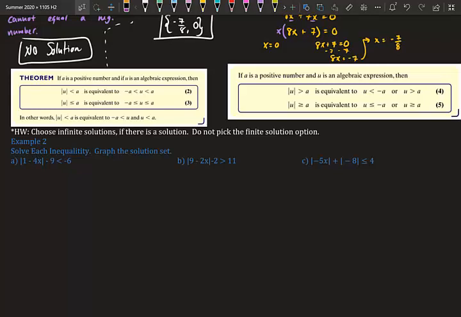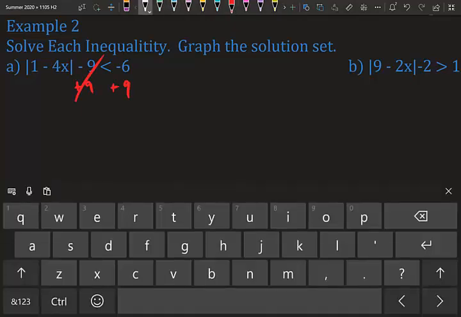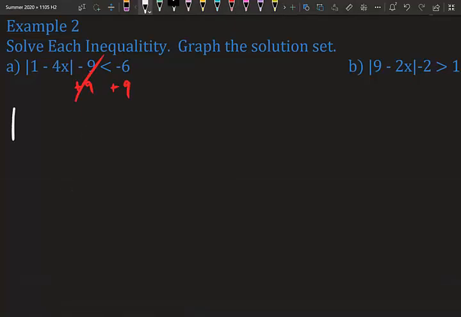Okay, so just pretend that there's no inequality sign. Pretend it's an equal sign. So let's do what we did with an equal sign. So let's solve this, and we are going to graph the solution set. So the first thing we did when we had absolute value, so we have absolute value of 1 minus 4x, minus 9 is less than negative 6. Didn't we isolate it? Yeah, so that's the first thing we're going to do here. We're going to add 9 to both sides. So when we do, we have absolute value of 1 minus 4x is less than 3.